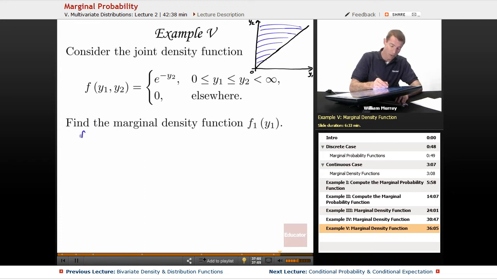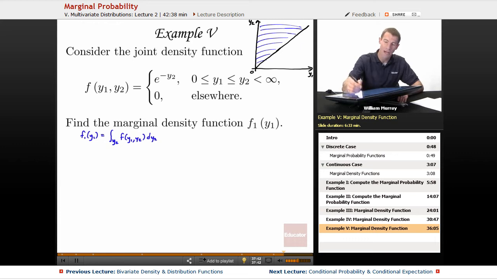Let me remind you of the definition of marginal density. f1 of y1, I gave you the formula for this back on the third slide to this lecture. There's this variable switch where you always integrate over the other variable. So it's the integral over y2 of the joint density function, f of y1, y2, dy2. And now I need to describe that region in terms of y2, so I can set up my limits on the integral.